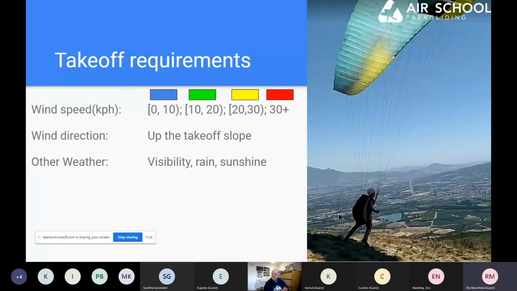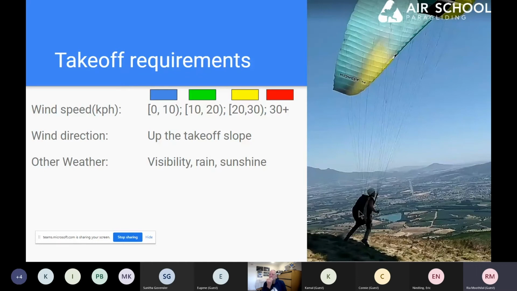So wind speeds, pretty much less than 30 kilometers is good for us, and we can also break that up further. We need the wind direction to be blowing up our takeoff slope. So if you look at the picture over here, we've got a pilot who's controlling his glider. You can see the ground is sloping away from him in front of him, and therefore in this scenario you'd want to take off with a wind that's blowing straight up the slope.